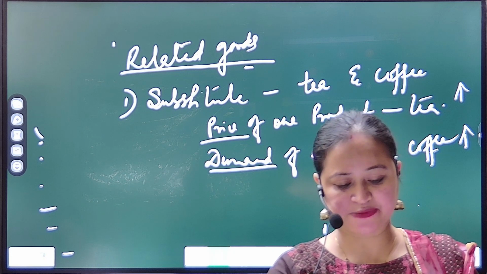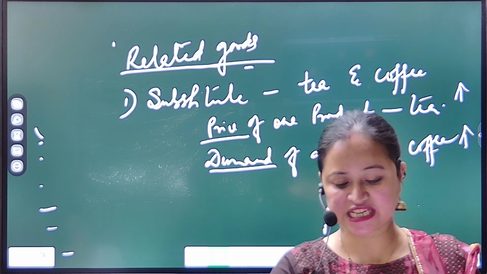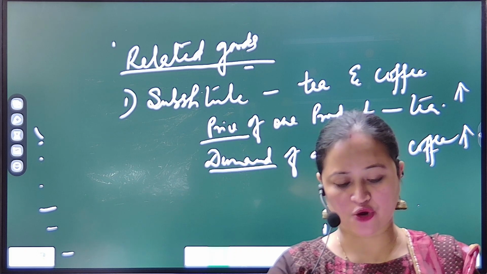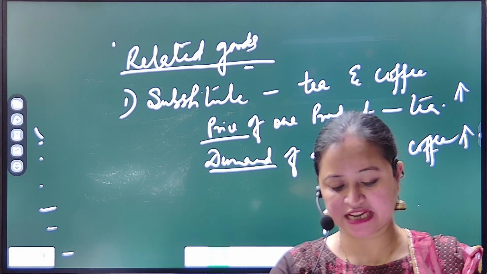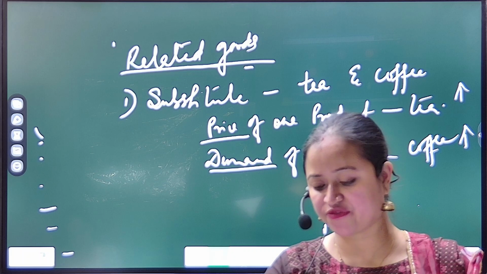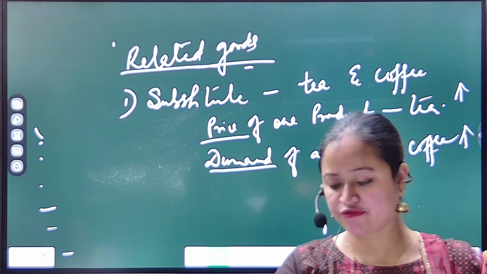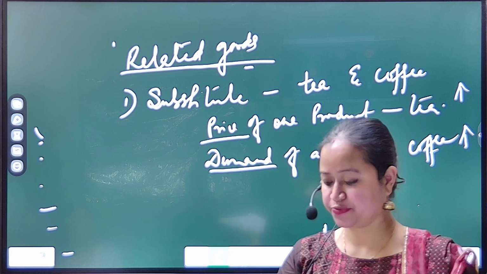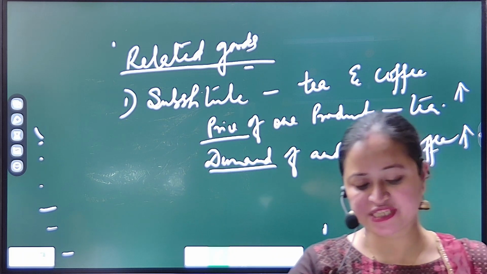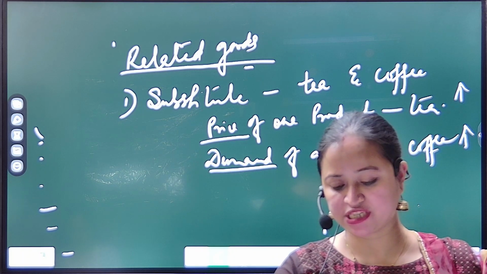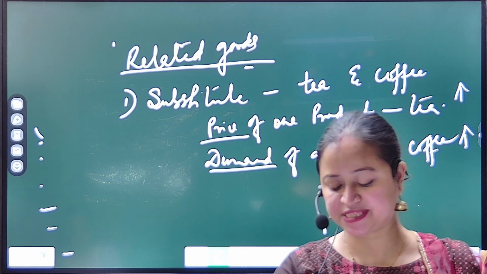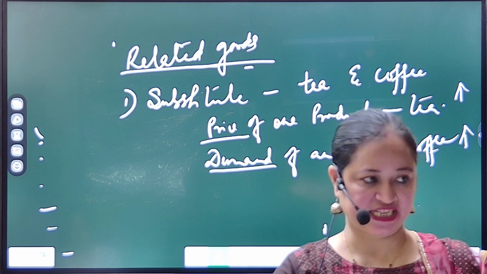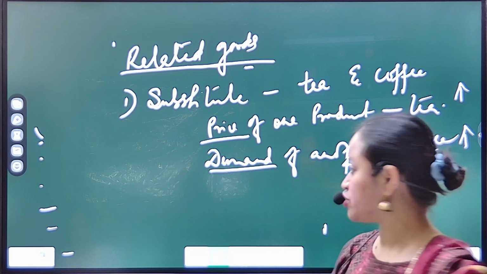Since coffee is the substitute for tea, people will reduce the consumption of tea and increase the consumption of coffee, as coffee is now relatively cheaper than tea. So when the price of coffee falls, the demand for tea will also fall. Understood? Okay. The essence of this example is that the demand for a commodity, Dn, and the price of its substitute, Ps, are directly or positively related.